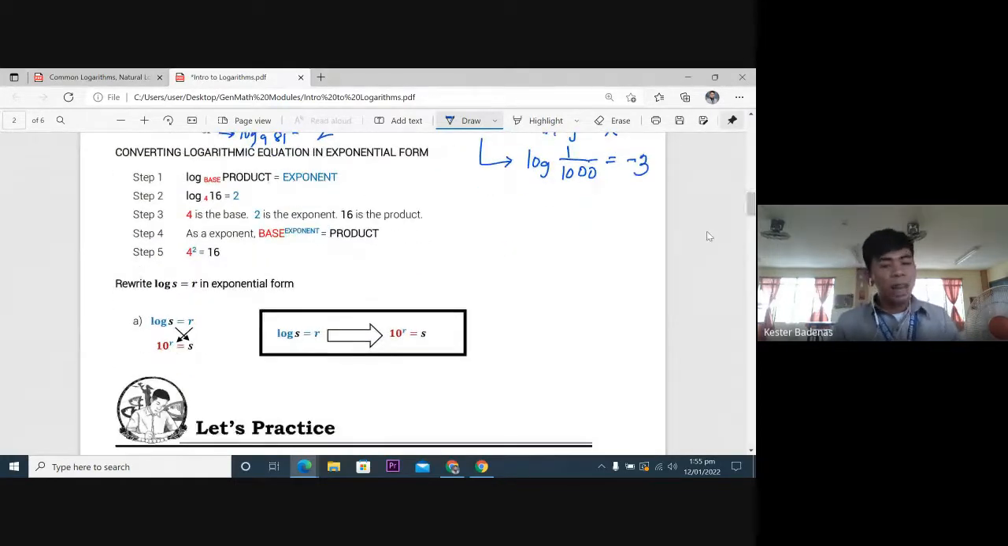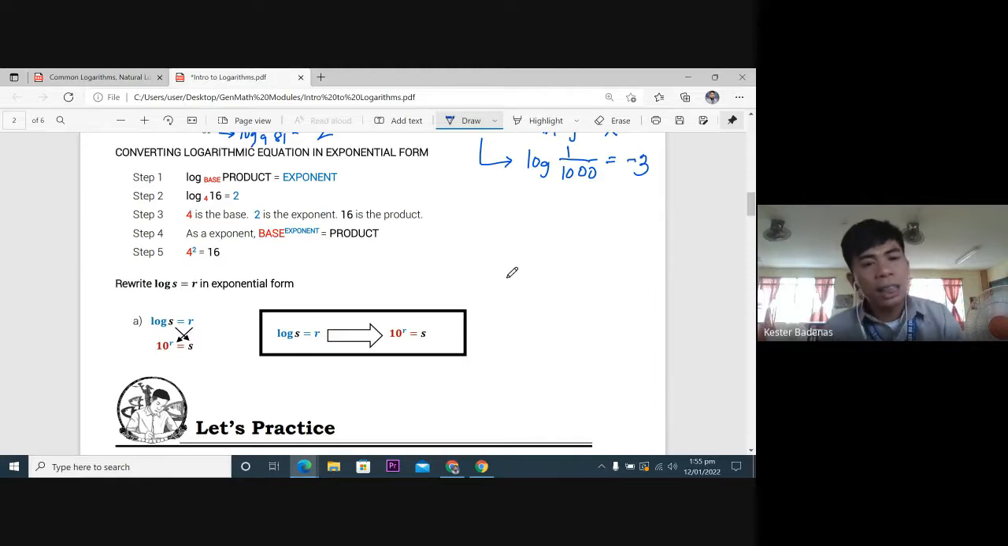Babaliktarin lang natin, actually. Ayan. So, same lang class. So, we have, yung logarithm, kung ano yung base sa logarithm, siya rin yung base ng answer. Okay? Tapos, kung ano yung nilolog, log of blank, siya yung final answer. Siya yung product sa exponent. Okay? Tapos, yung answer sa logarithm, siya yung exponent sa exponential.